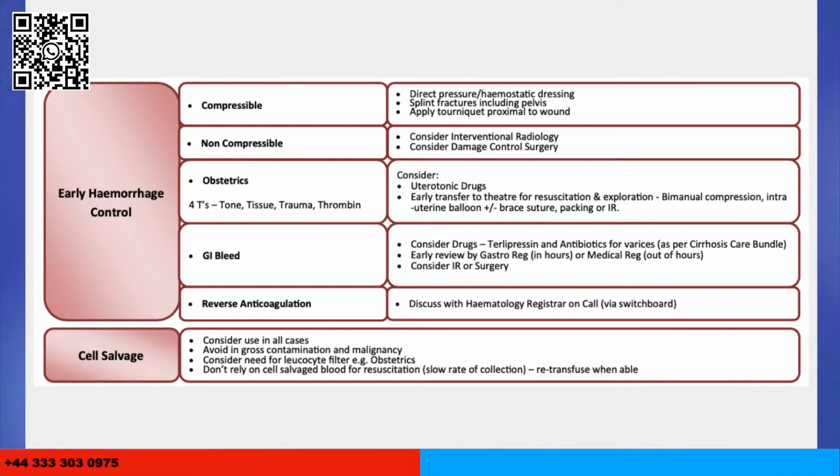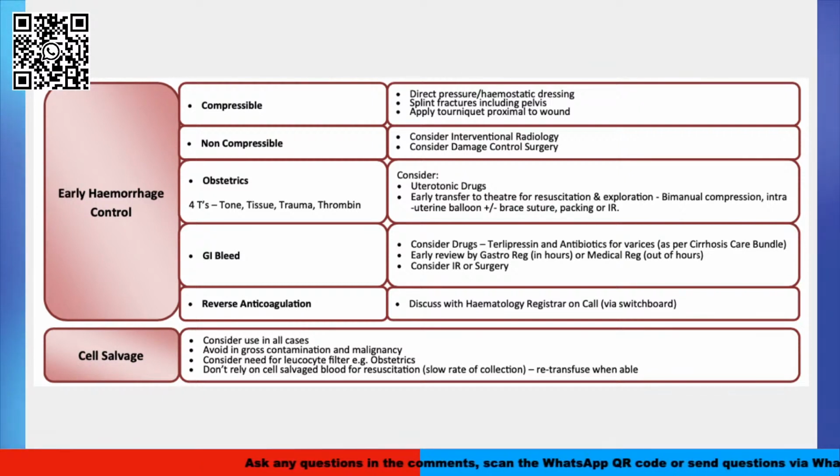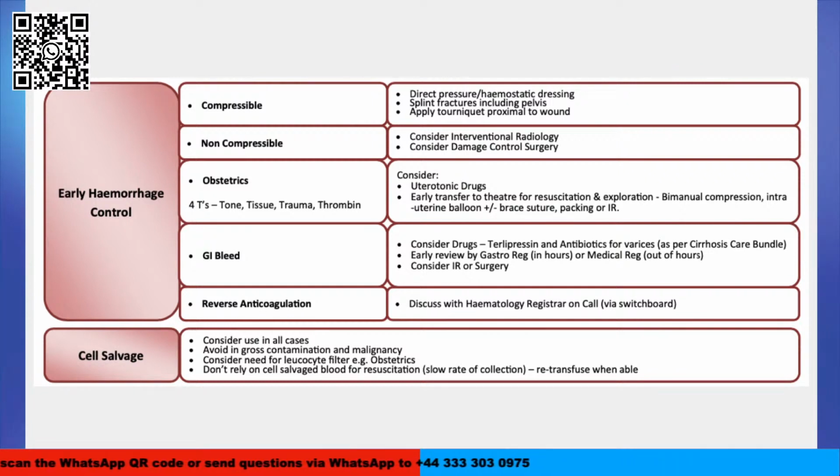If you're in obstetric theatre, think about the 4 T's: your tone, tissue, trauma or thrombin, and then think about how you might deal with these. So whether you need to use uterotonic drugs or early transfer to theatre. If you're having a gastrointestinal bleed, you can think about using drugs such as terlipressin. You can think about scoping or IR or surgery. And if you have a patient who's anticoagulated, think about how you're going to reverse that.